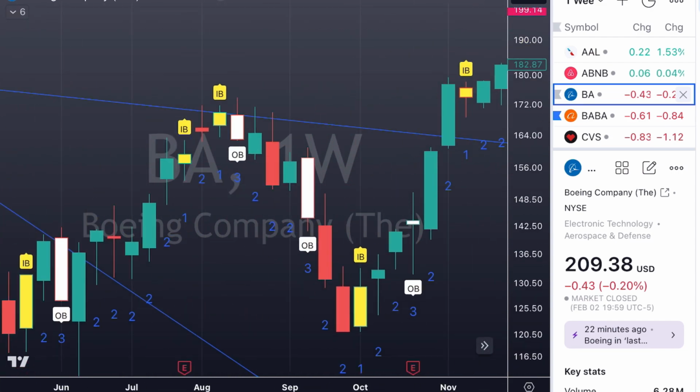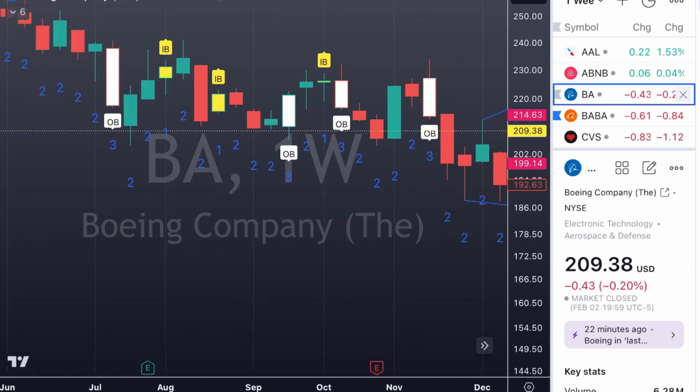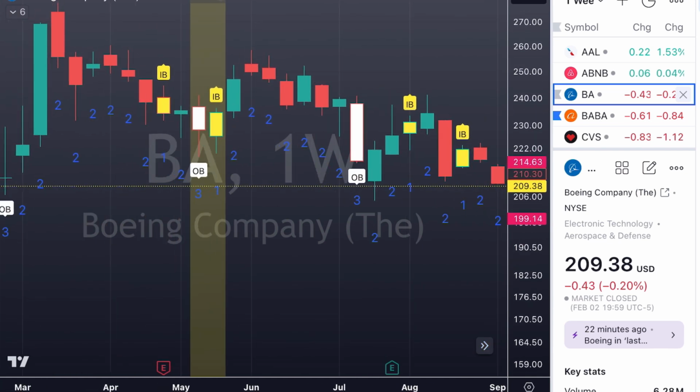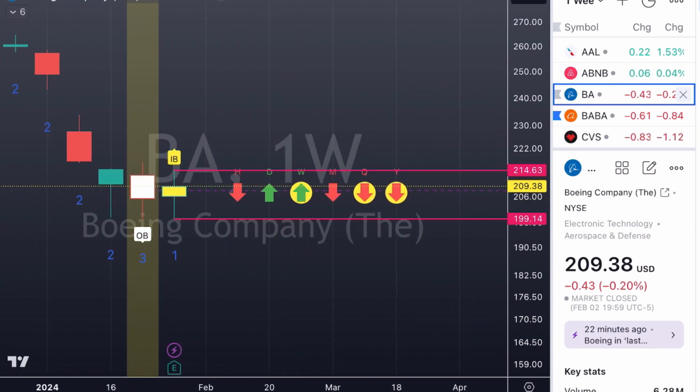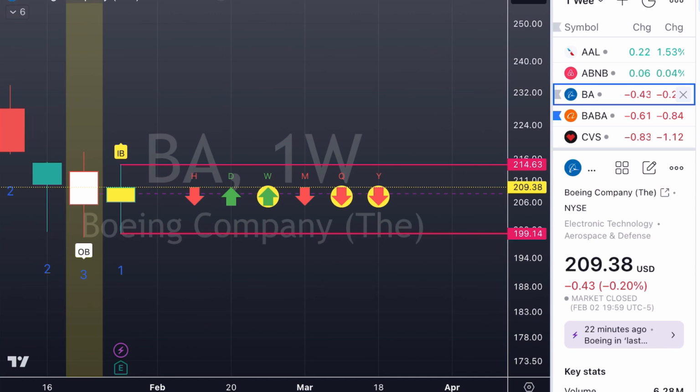So again, we go back in time and look. And we have to go back because they do not happen very often. Here it is, May of 21. Outside bar, inside bar. Boom. To the upside, okay? We triggered at 236.23. We ran up for 2 weeks all the way up to 258. That's the kind of probability that we're looking for on these setups. So 3-1 setup on BA. We're going to look for it to trigger at 214.63. Puts at 199.14.